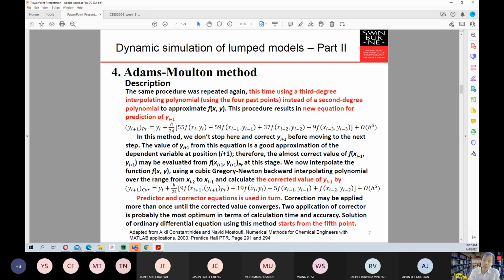Okay, so there is a special algorithm that we can apply in here. We can interpolate the function using a cubic Gregory-Newton backward interpolating polynomial. So in this method, we are using a predictor and corrector equation. First, you use this, then you correct this using this. Then you iterate back and forth until the corrected value converges. Two applications of the corrector is the most optimum in terms of calculation time and accuracy.